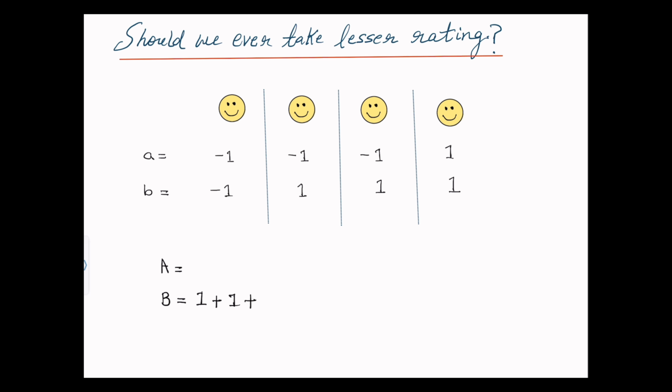Now, as of now, let's consider what is going to be our answer. Our answer is going to be the minimum of these two values. The rating of A is 0 now, the rating of B is 2.